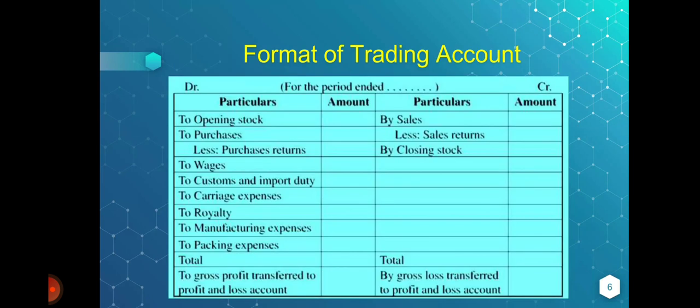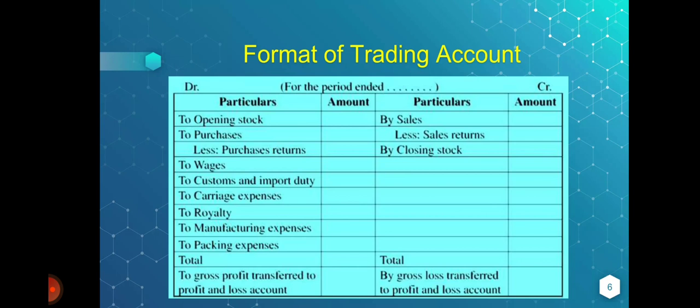Next, we are seeing the format of the trading account. See, this is the format of a trading account. In the debit side, these are the items that will be entered. First, we have the opening stock. Below that, we have purchases. If there is any purchase return, that will be deducted from the purchases. Below that, we have to enter wages.